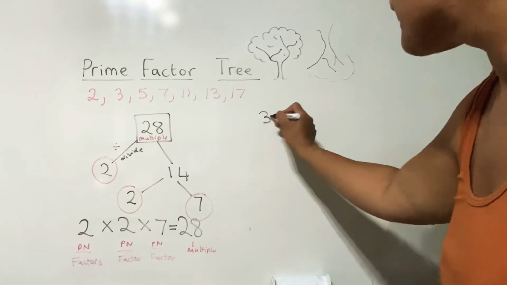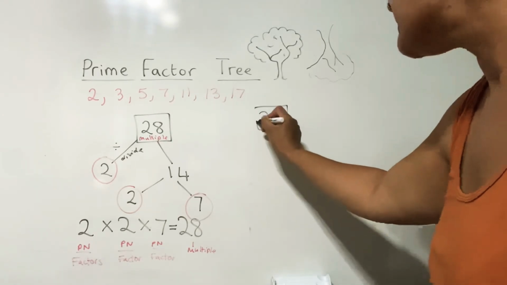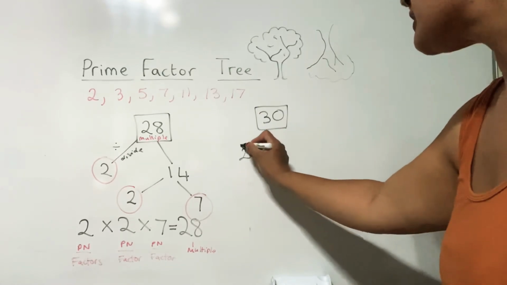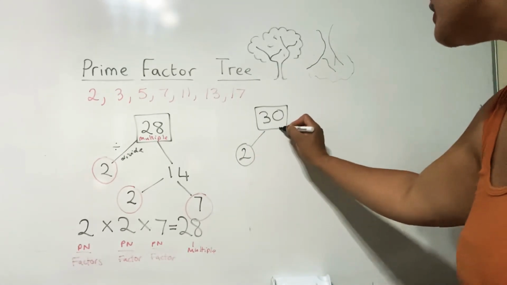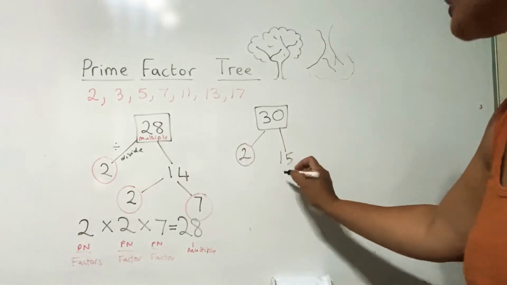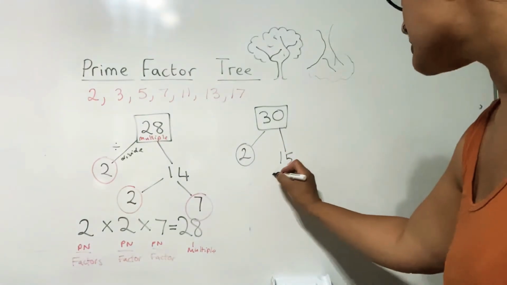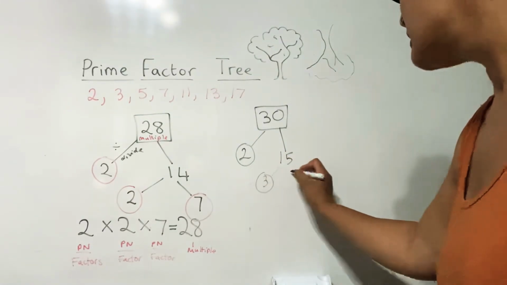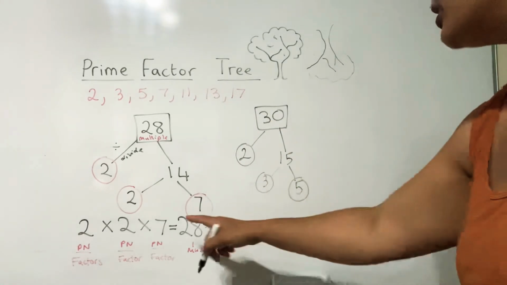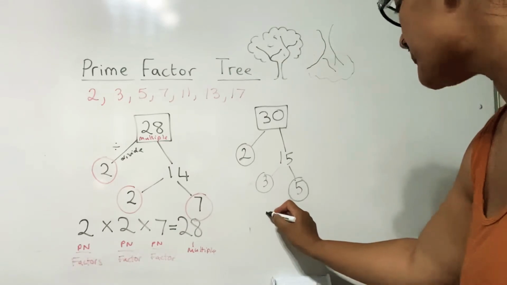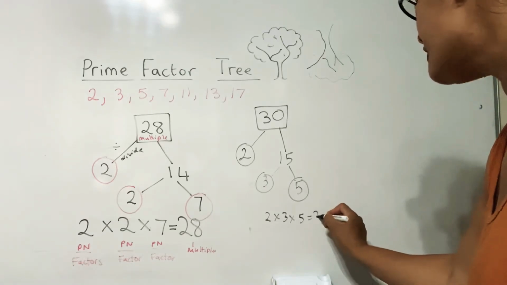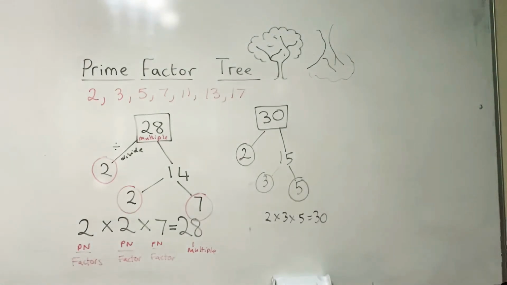Let's try 30. I'm going to box my 30. Find my lowest prime. 2, I can do it. Circle 2 because it's a prime number. 30 divided by 2 is 15. Can I divide it by 2? No, I can't. What's my next one? 3? Let's try 3. And 5. Hey, that's a prime number. Circle that. What do I do now? Multiply my factors. 2 times 3 times 5 gives me 30. Cha-ching. We have done it.